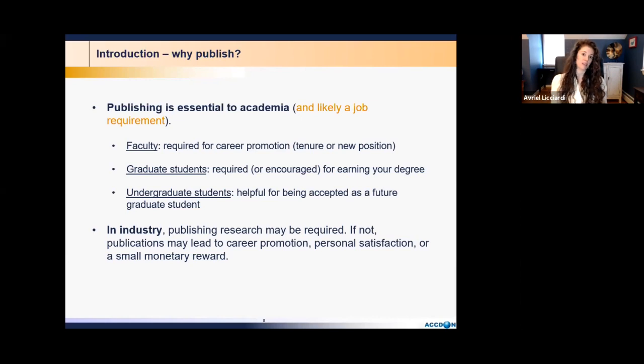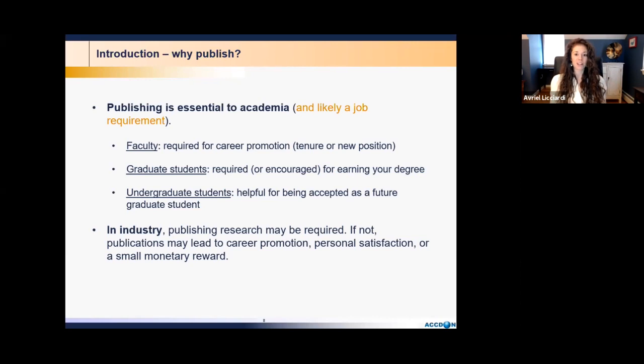This might be advancing within your department or specifically obtaining tenure. If you're a graduate student, specifically a PhD student, it's likely highly encouraged or even required that you publish in order to earn your degree. So there is definitely some stress put on all of us in terms of publishing.